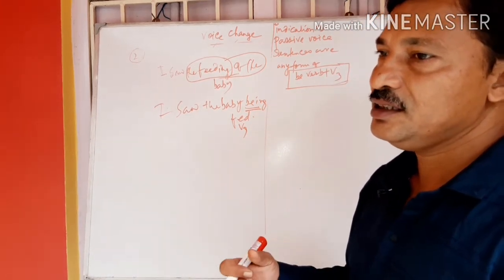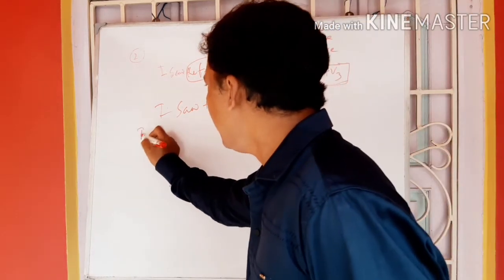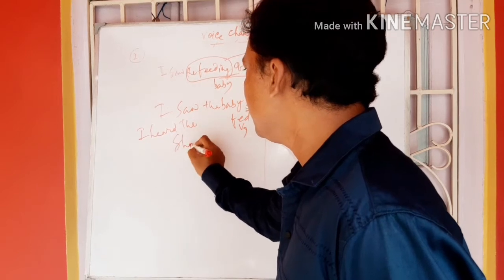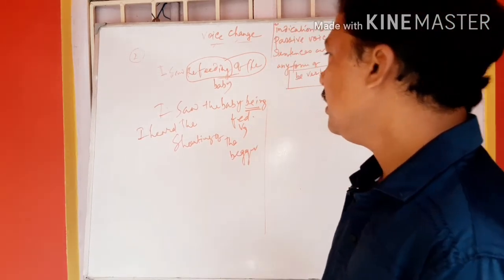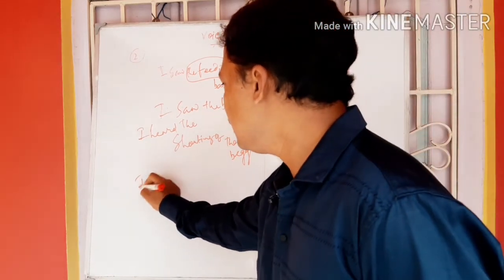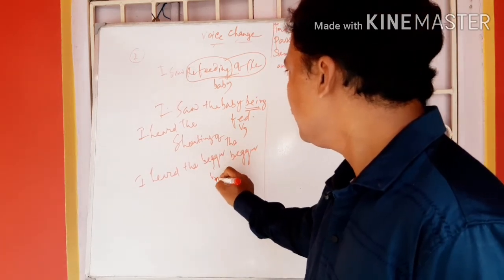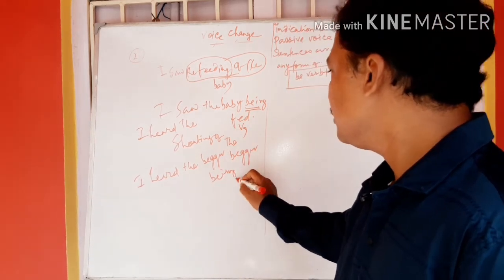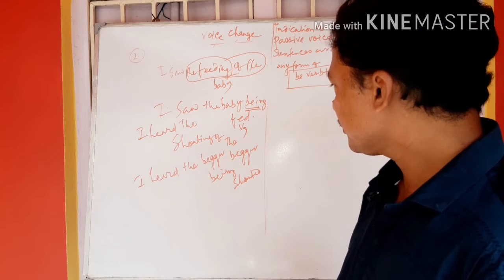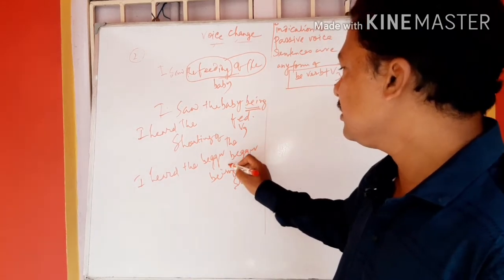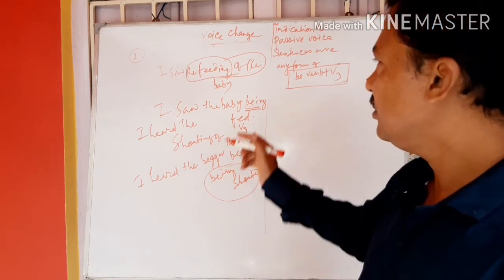I heard the shouting of the beggar. And the answer will be I heard the beggar being shouted. This type of being shouted, being killed, this type of use must be maintained.